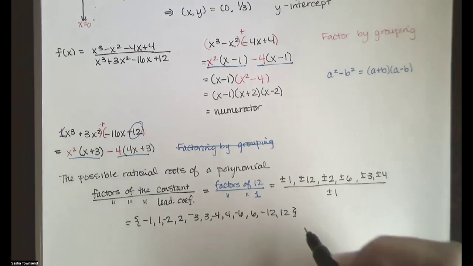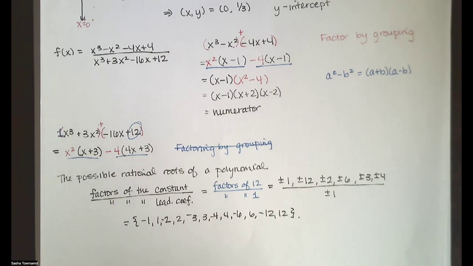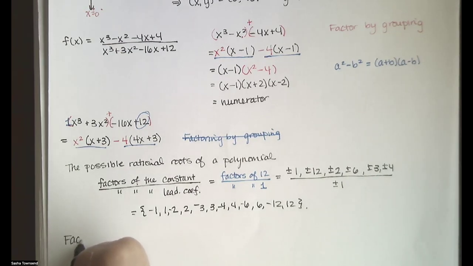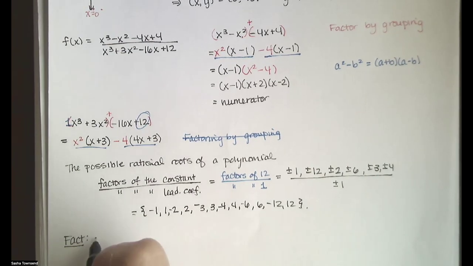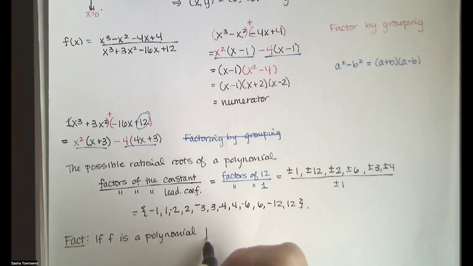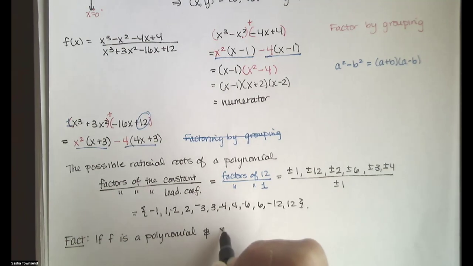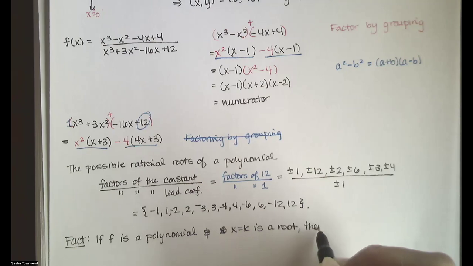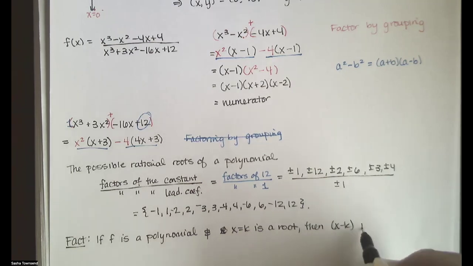Now, these are the possible roots of this function. And we have another fact that we use. Say if f is a polynomial, and x equals k is a root, then x minus k is a factor.